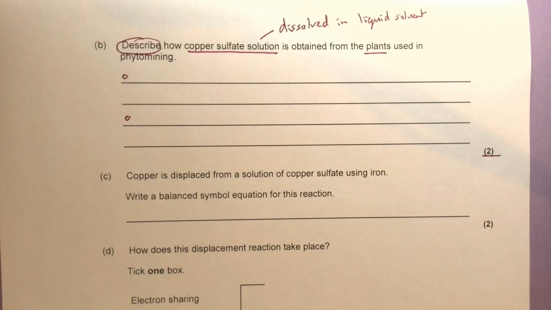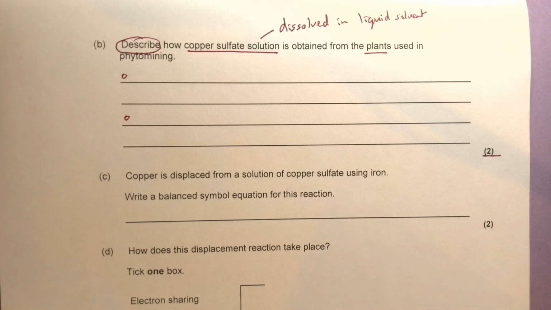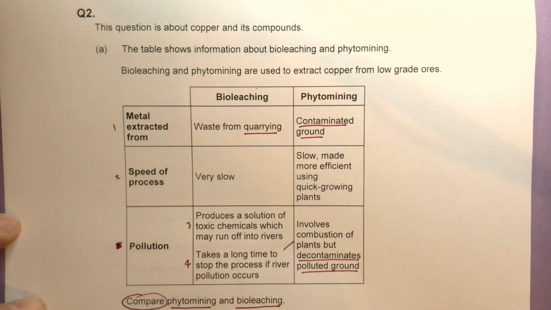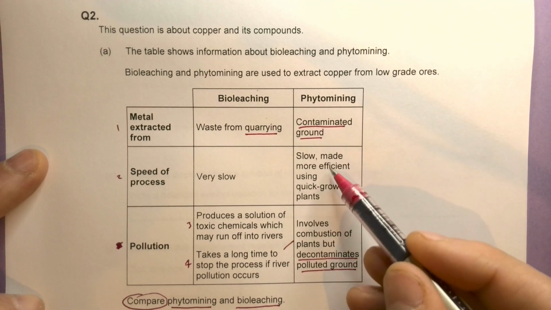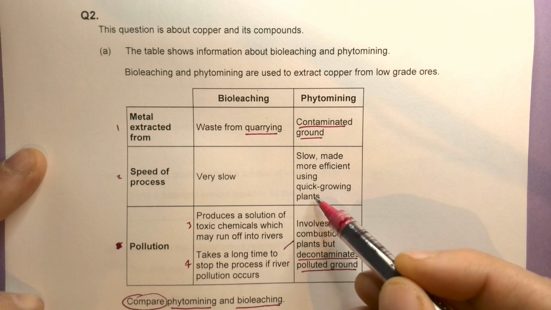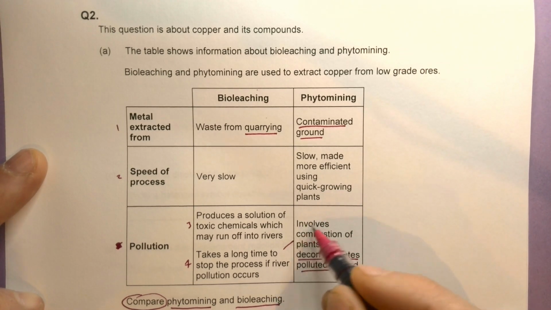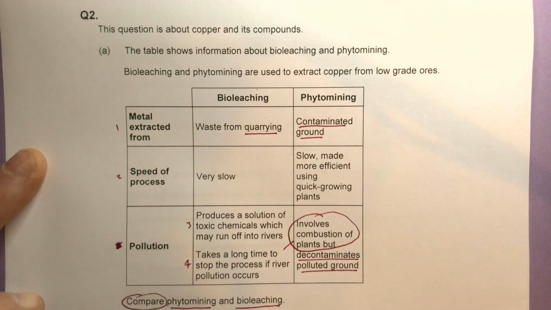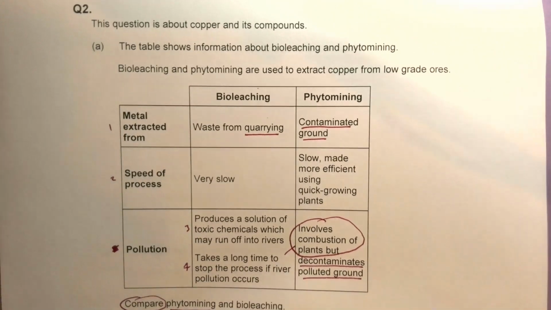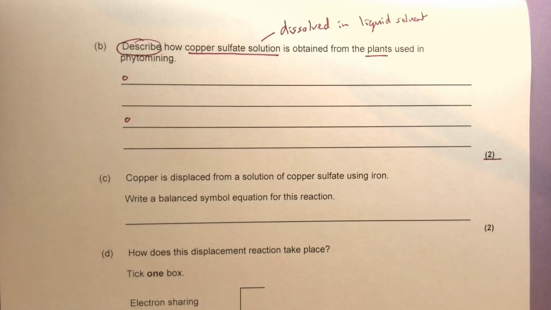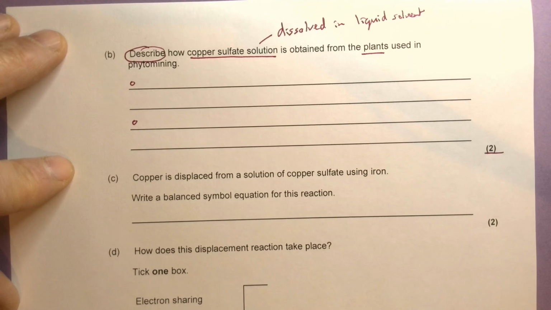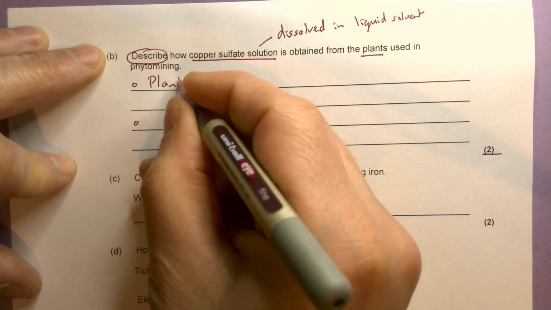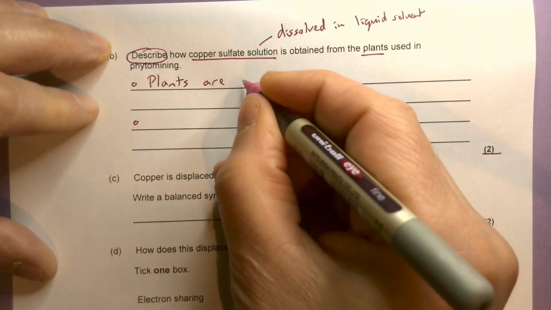And this is quite a lovely question, because if we look back at question 1, they gave us all this information. Well, this is the land they use, this is how they get it. There's the first reference to the plants, what they do. It involves the combustion of plants, the burning of plants. So that's obviously important, because that's how you get the copper sulfate from the plants. So the first thing you do is the plants are burned.